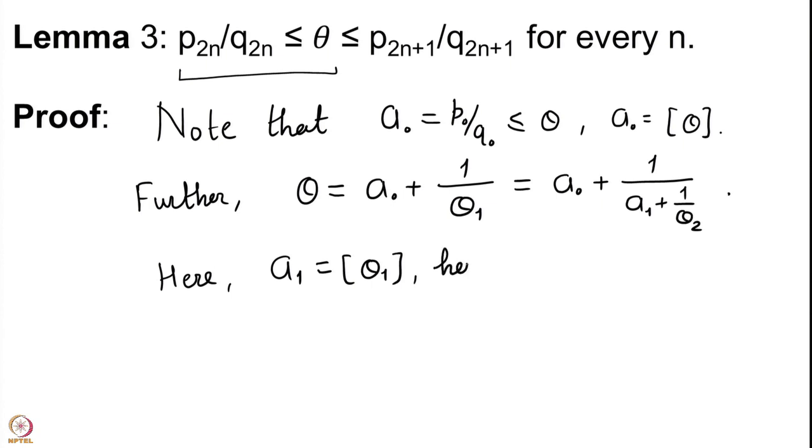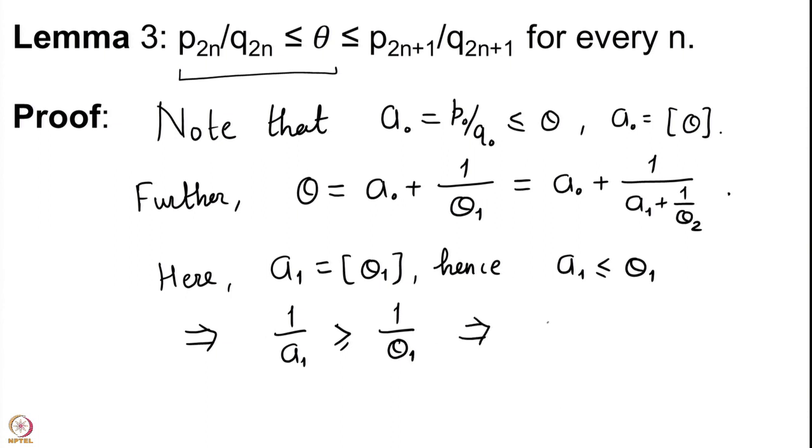Hence, a1 is less than or equal to theta 1. This would give us that if I take the reciprocal, I will get 1 upon a1 to be bigger than or equal to 1 upon theta 1, and by adding a0 to both the sides we get a0 plus 1 upon a1 is bigger than or equal to a0 plus 1 upon theta 1.